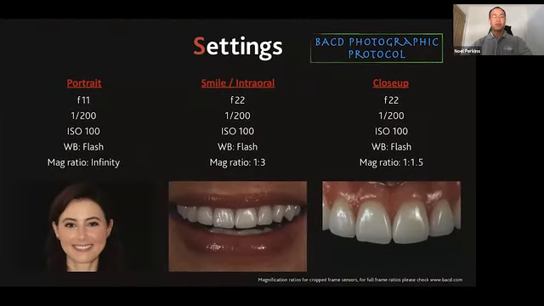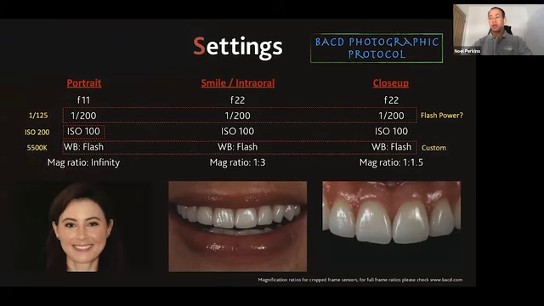Okay, now, if you look at the settings that are used for the BACD protocol, you've got the portrait, smile, intraoral, and close-up. Now, I don't necessarily agree with all of their settings, because it is hard to get standardization within dental photography. But this shutter speed of 1/200, they're probably going to be shooting at full power on the flash. So that will work fine for them. For the ISO, for portraits, I prefer 200. You can try either.